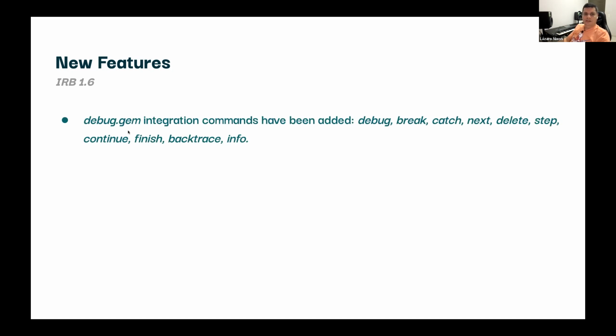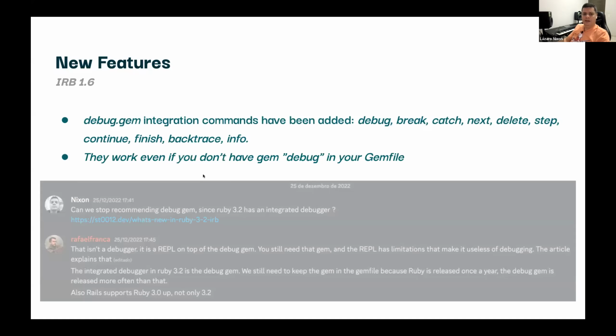Also, we have some improvements on IRB. IRB, if you don't know, is the console of Ruby where you can run your Ruby. You can test it if you want. Just open your terminal and type IRB. The debug gem integration commands have been added: debug, break, catch, next, delete, step, continue, finish, backtrace, and info. So it means that you don't need the debug gem in your application anymore. Actually, you still need it, but I'll talk about it later. They work even if you don't have debug in your Gemfile.